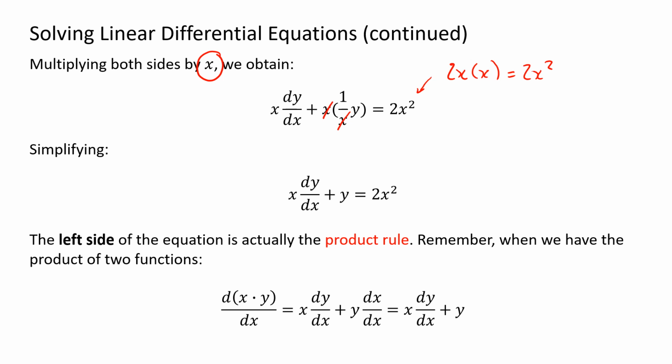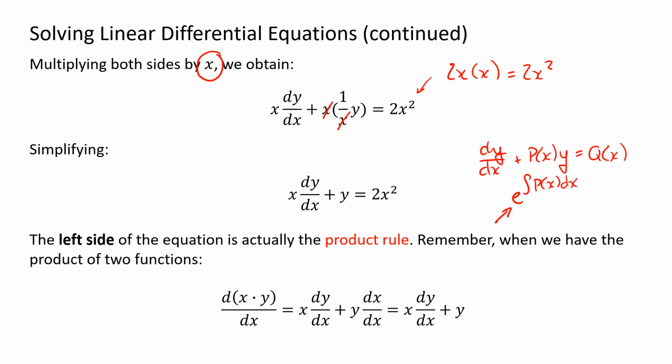integrating factor, remember, our base equation looks something like this. Okay? And our integrating factor is e to the integral of p of x dx. So when we multiply both sides by this integrating factor, what we end up creating is on the left-hand side, we actually have the product rule.